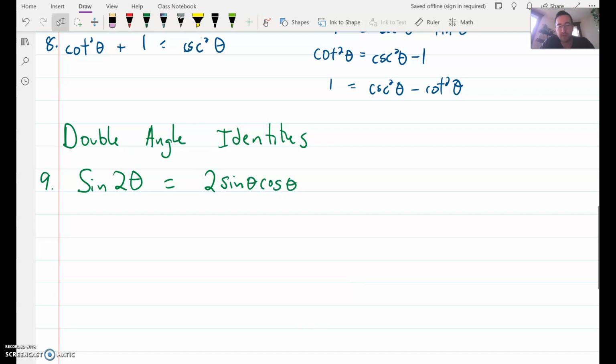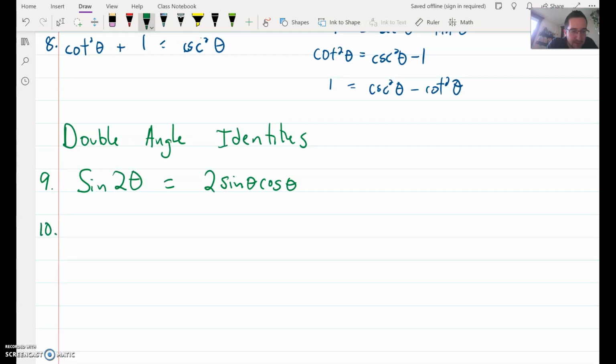Remember, these can be x's or thetas. It's just a variable is all it is. So if you want to write yours in as x's, that's totally fine. Sine of 2x equals 2 sine cosine. It's called the double angle identity. You look out for that 2 being in front of the angle spot.